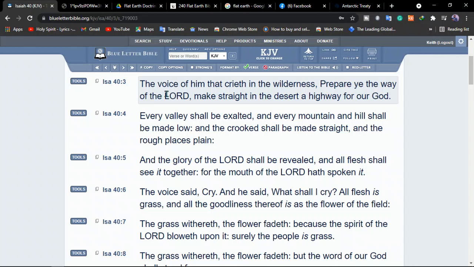Let's keep on checking. The voice of him that crieth in the wilderness, prepare ye the way of the Lord. Make straight in the desert a highway for our God. Straight. Are you seeing straight?